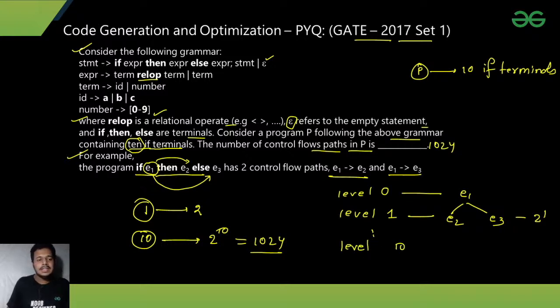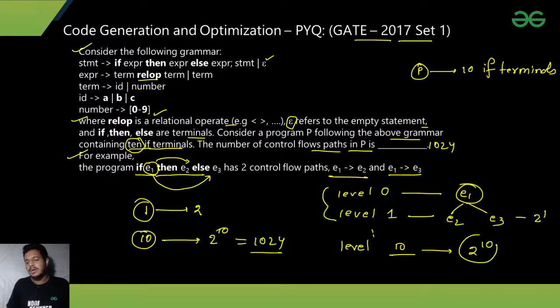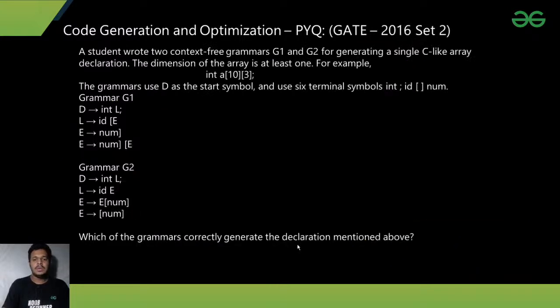In the same way we will go up to level 10, because it is asking how many if statements there are, and we have 10 if statements. In level 1 we have only one if statement, so 10 if statements means level 10. So at level 10, how many paths will be there? The paths will be 2 to the power 10. This is a very easy concept, right? I hope you are getting the point now. Okay, so I'm moving forward.